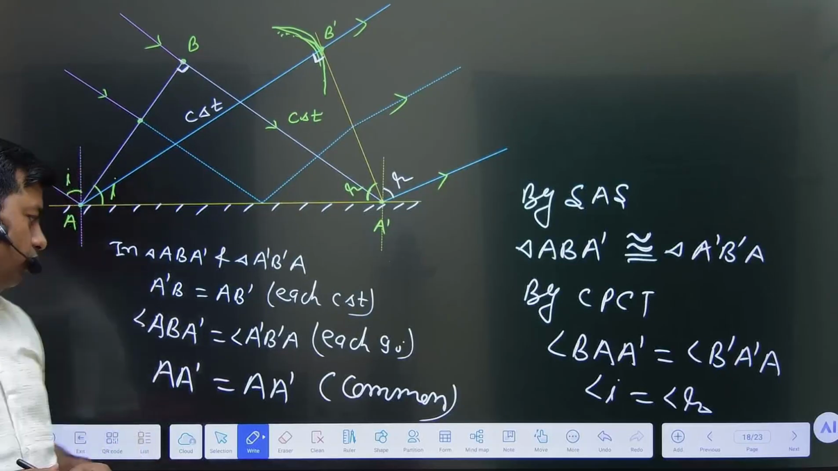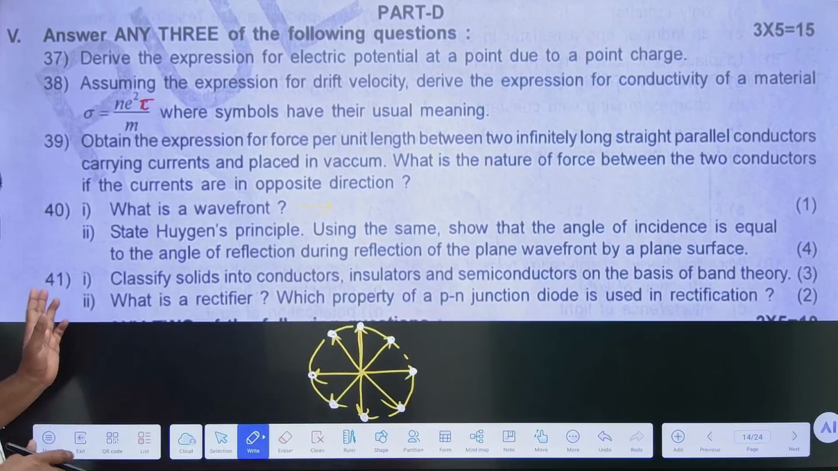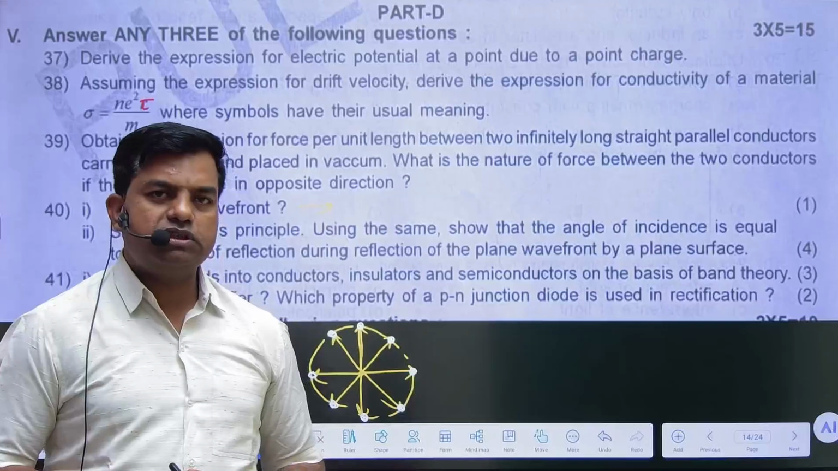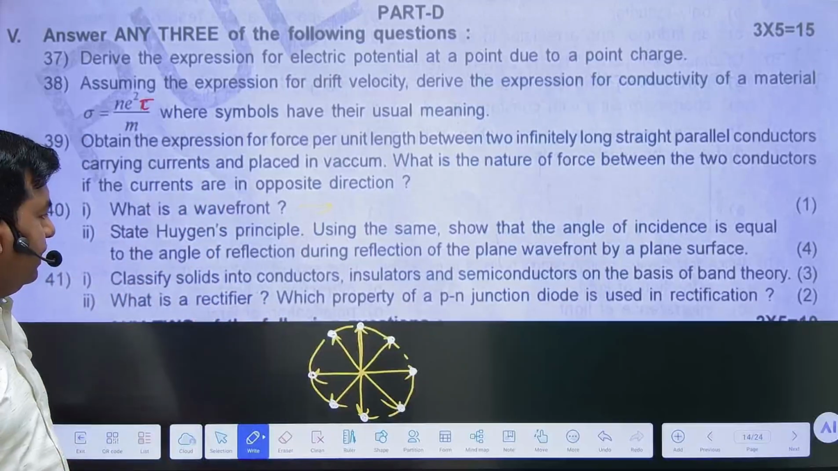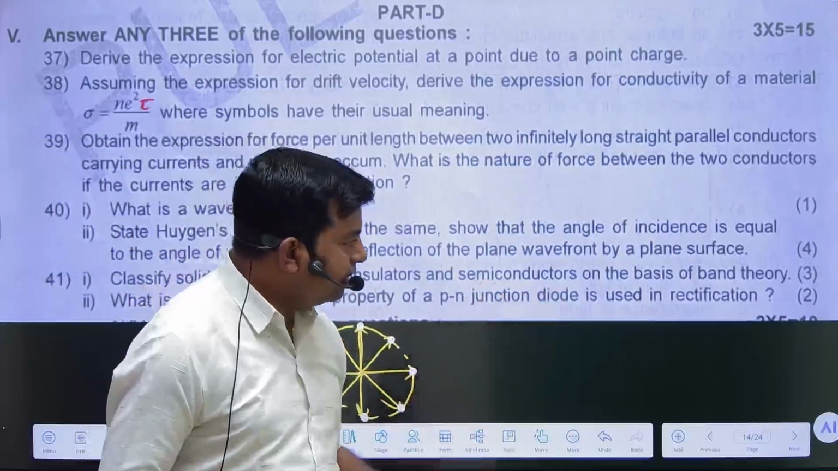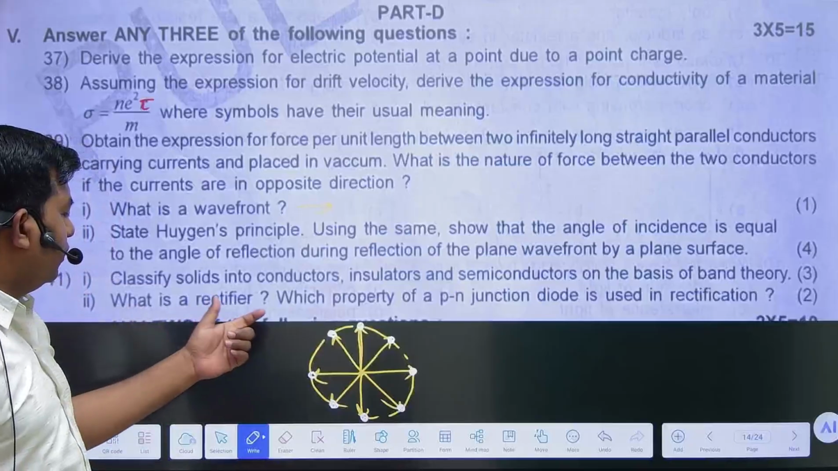Clear to you? Now we have to discuss the next question. Next is question 41. The question is: classify solids into conductors, insulators, and semiconductors on the basis of band theory. And what is a rectifier?